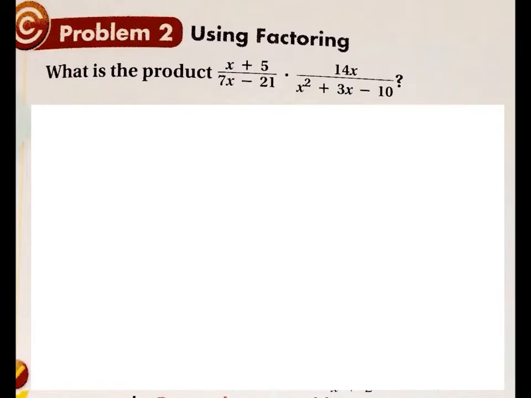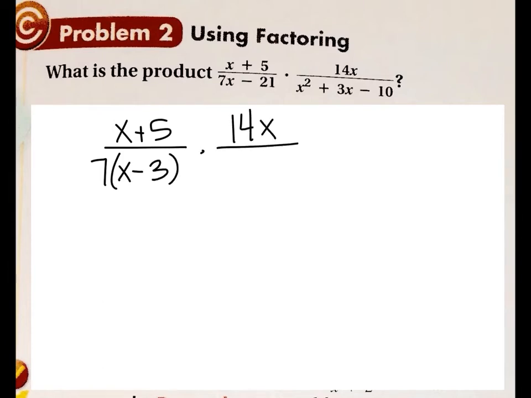Okay, let's move on to example 2. Sometimes you can make your life easier if you decide to factor it first. So if it looks difficult, the first thing I want you to do is try to factor. Now if you look at the top left, you can't factor that, so we're just going to rewrite it. Bottom left, you can pull out a 7, and you're left with x minus 3. Top right, you can't do anything, so you're just going to leave it there. Bottom right, that's a quadratic trinomial, so you're going to factor it into 2 parentheses.